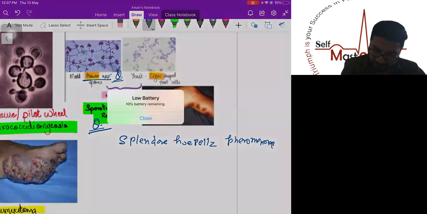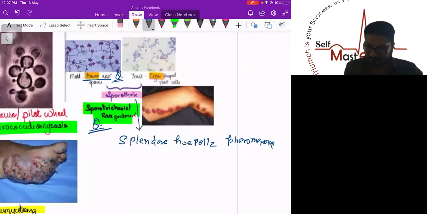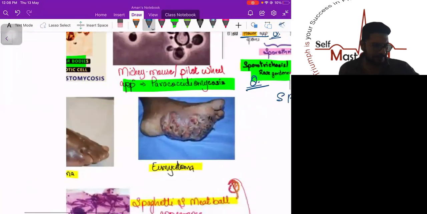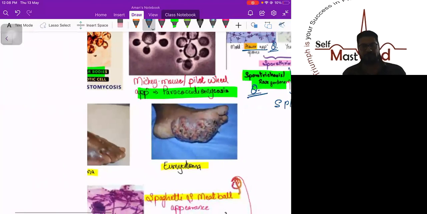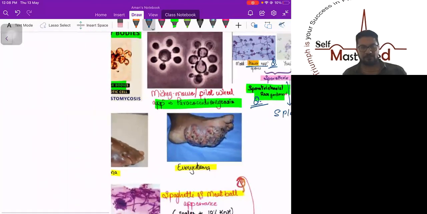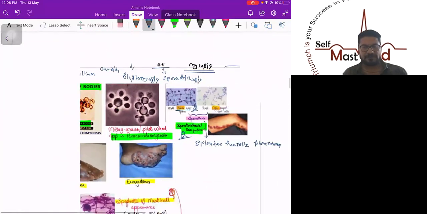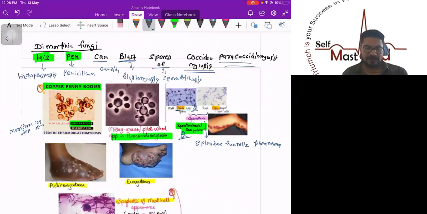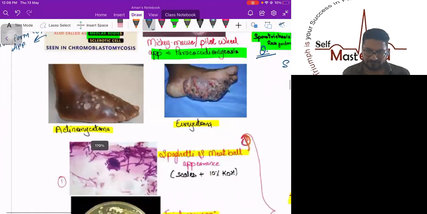So sporotrichosis will show a Splendore-Hoeppli phenomenon. Okay, so next we have two different types of mycetoma. One is called eumycetoma and the second is actinomycetoma. So let me talk about these.